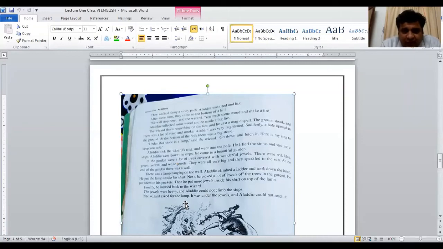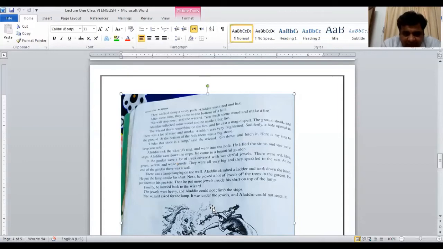The jewels were heavy and Aladdin could not climb the steps. Now, dear students, as you know, when Aladdin came there was a step, but now it was very difficult for Aladdin to climb the step because his pockets were full of jewels and the jewels were very heavy.